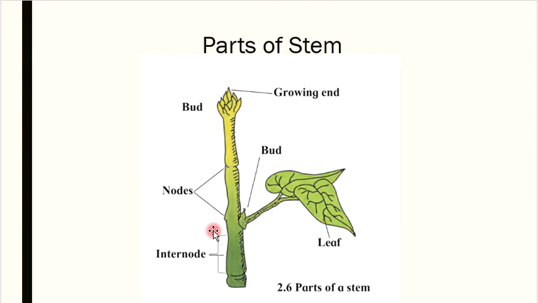Nodes on the stem are the points from where the leaves come out. Between two successive nodes, the entire region, you call this the internode. The tip or the apical end of the stem is called a bud.